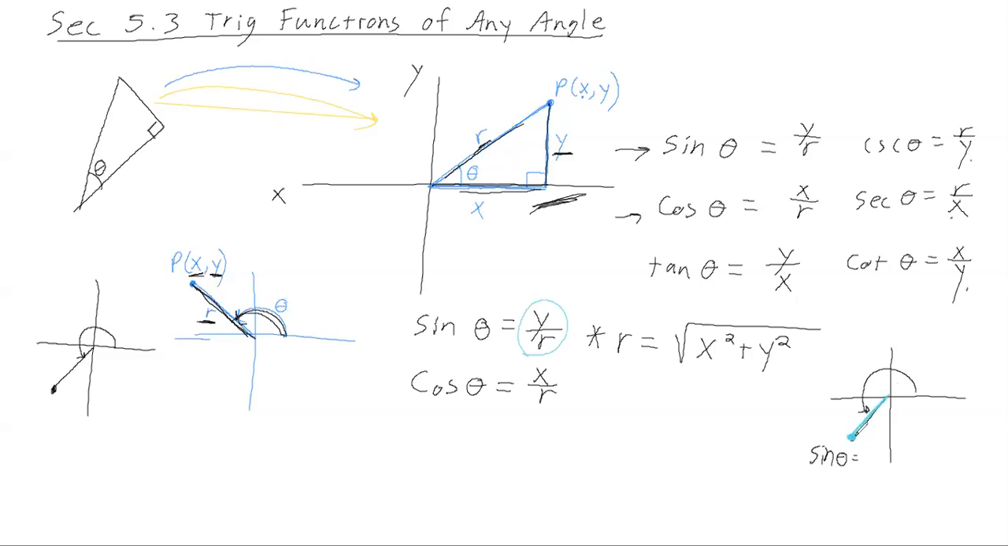So what is a negative y over positive r? That would make the sign negative there. And we could do that for each one of the trig functions. But what's easier is just to memorize some stuff. For example, let's suppose I have a coordinate plane here, and I want to know which trig functions are positive and which ones are negative where, okay?